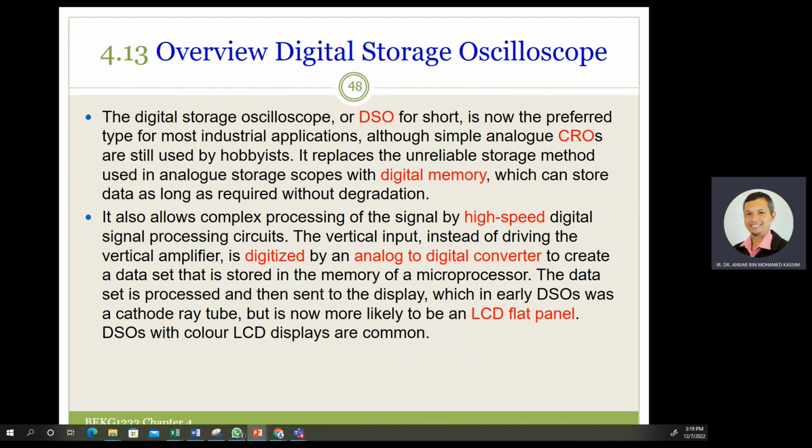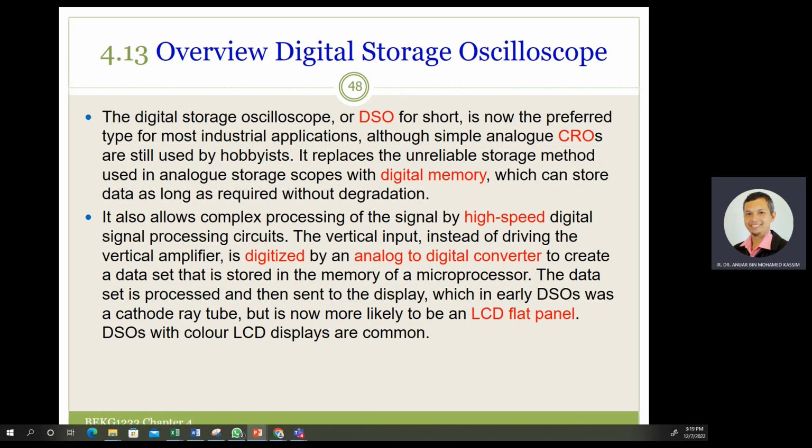Next is our last part of the oscilloscope topic: the overview of the digital storage oscilloscope. The digital storage oscilloscope, or DSO, is now the preferred type for most industrial applications. The analog CRO can be replaced due to the unreliable storage method used in analog storage. With digital memory, you can store the data as long as required without degradation.